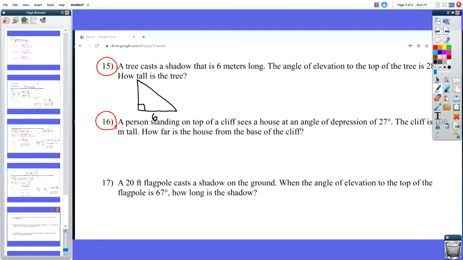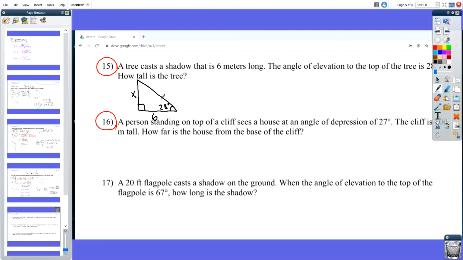The angle of elevation to the top of the tree is 28 degrees. So remember that the angle of elevation, you can imagine that as being a horizontal line and then looking upward. So our angle of elevation is going to be right there. That's going to be 28 degrees. And then it asks us, how tall is the tree? Well, we talked earlier when we read this first sentence that the tree would have to be right there. So I'm just going to put an X there because I know that's what we're going to be solving for.